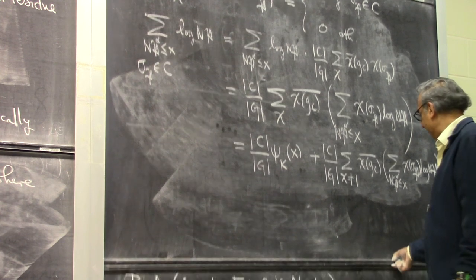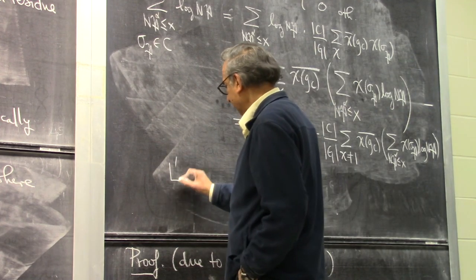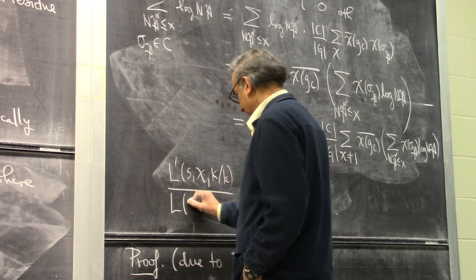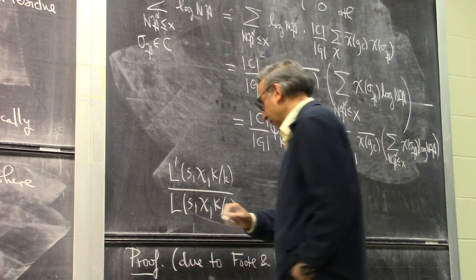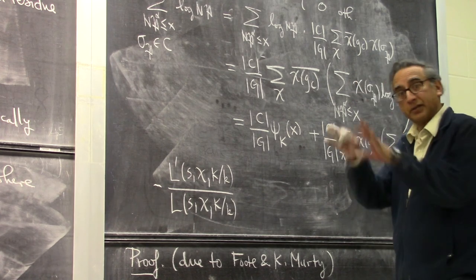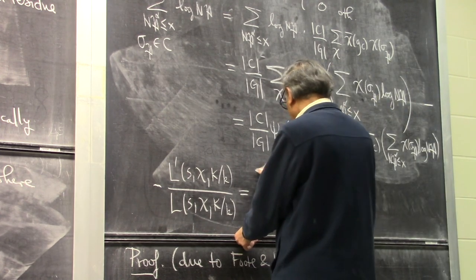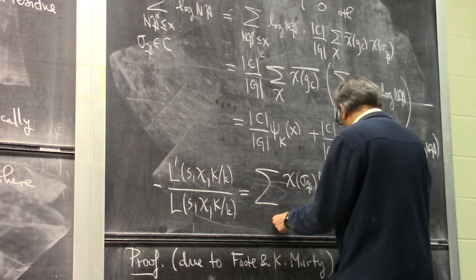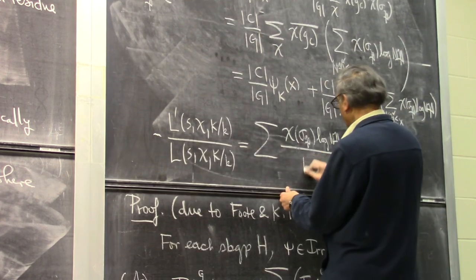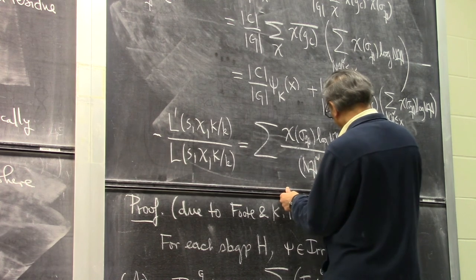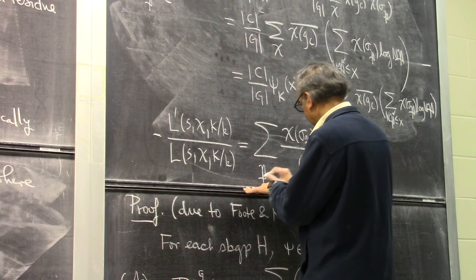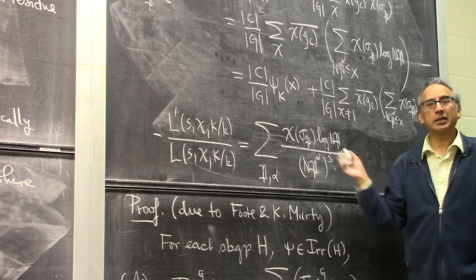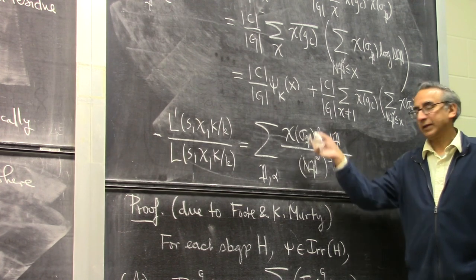Now we recognize that if I look at L prime of s, chi, K over k, over L of s, chi, K over k, the logarithmic derivative, let's put a minus sign, because there's going to be a minus sign in there because the Euler product stuff comes in, is actually equal to the sum of chi of sigma p log norm p over norm p to the alpha s, where I'm running over all the p's and the alphas. So this is a Dirichlet series. This is a perfectly good Dirichlet series.